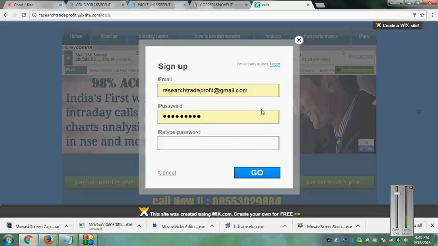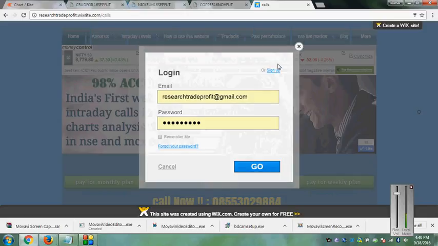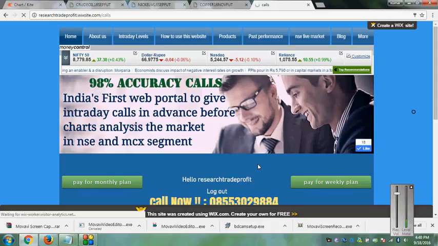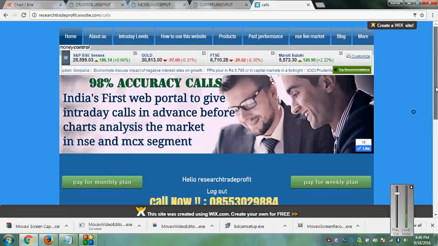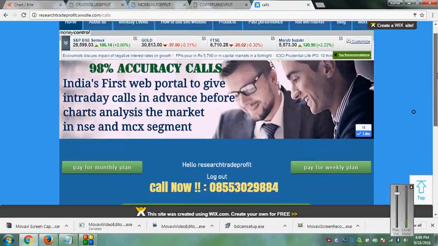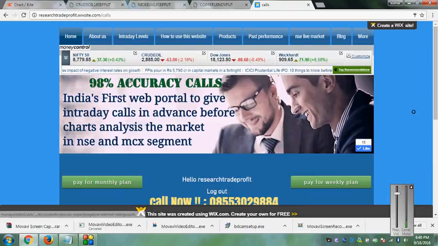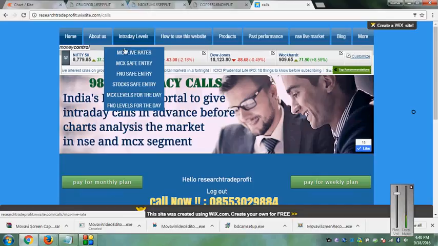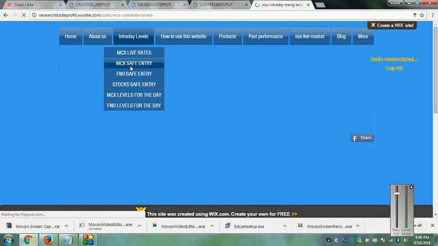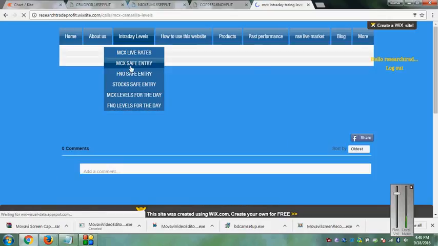Once you transfer the fund and sign up, we will give you access to log in, and this is the login page. Once you have successfully transferred the fund, it will take you to our admin page, which is the paid client version. The first thing is to click on intraday levels. For example, if you want to trade in MCX, you can click MCX safe entry. This is our MCX safe entry page.